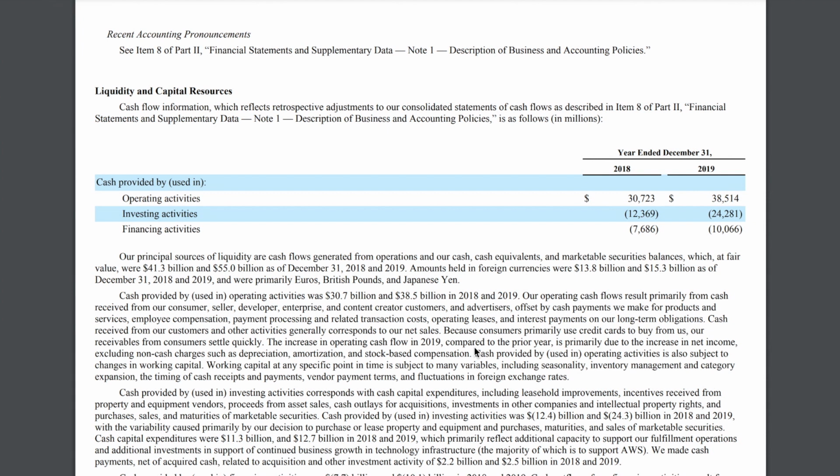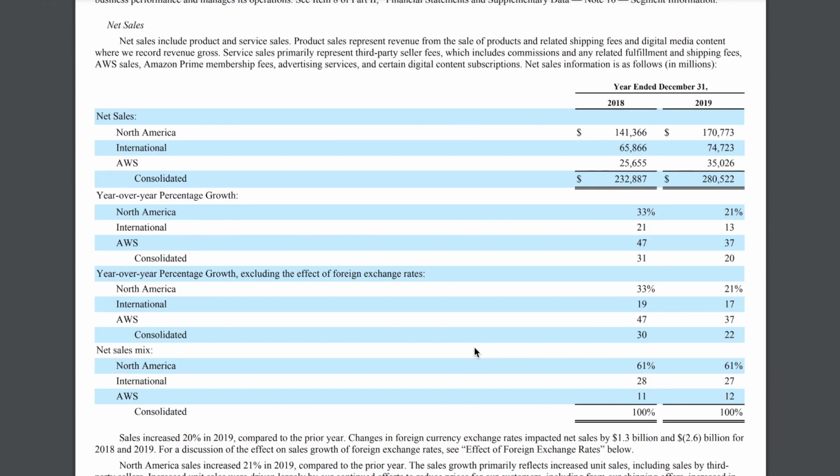You can see they took in $38 billion in cash from operations, they invested $24 billion in cash, and then they paid off $10 billion in their financing activities. The third chart is their net sales by operations. When I break down different segments of businesses, this is where I get the info from. When you hear sales, make sure you think of revenue because that's basically what it is.